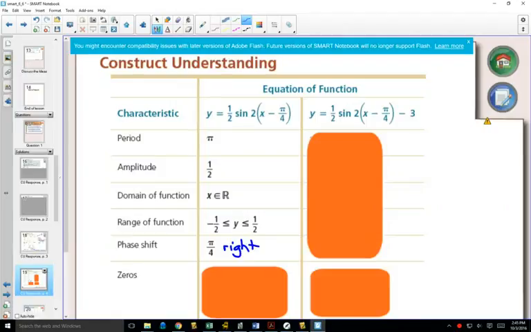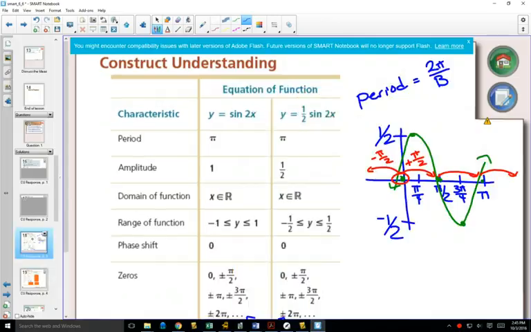Our period is still going to be pi because your period is always 2 pi divided by your b value. Amplitude is still a half. The range still goes from -1/2 to 1/2. But now what's happening is everything in our graph, if I go back to my graph here, all of these points are getting shifted pi over 4 to the right. So this point will get shifted there. This maximum gets shifted pi over 4. Everything gets shifted pi over 4 to the right. And this is our new graph.